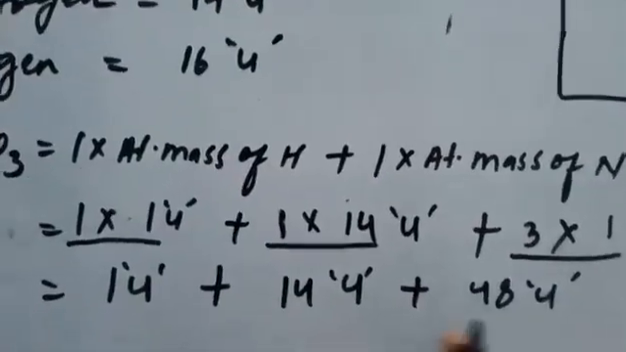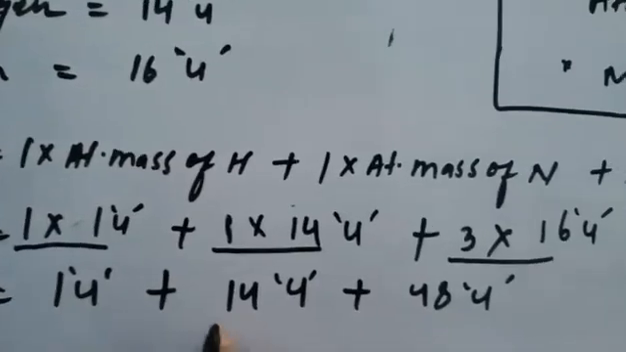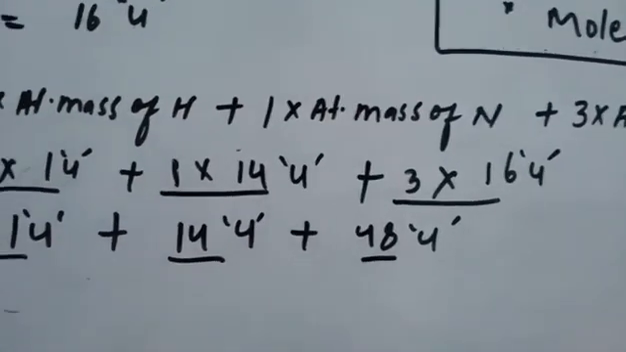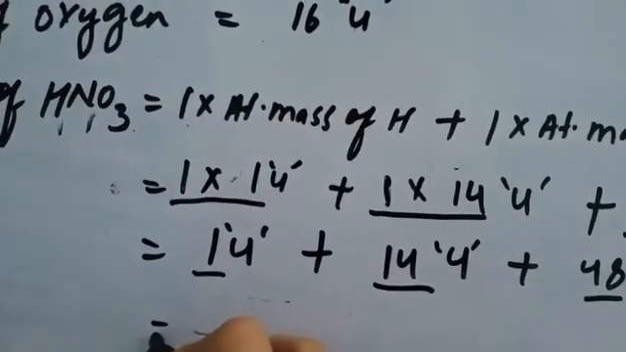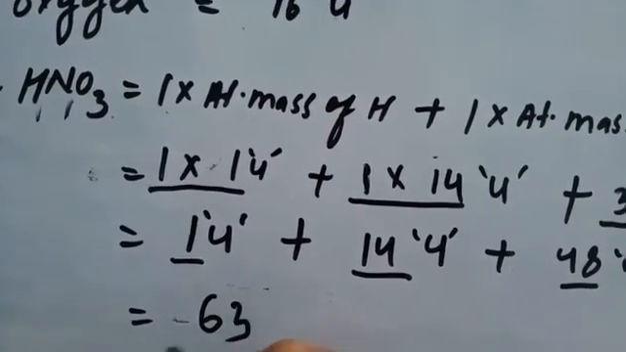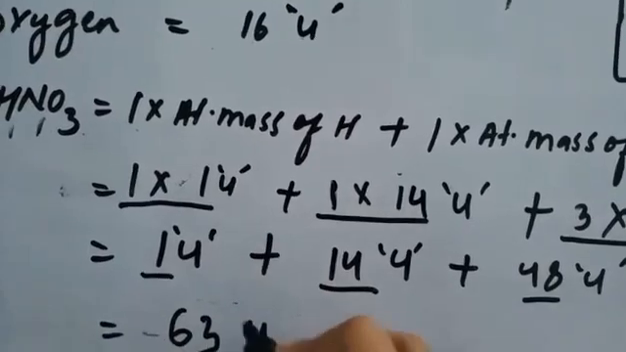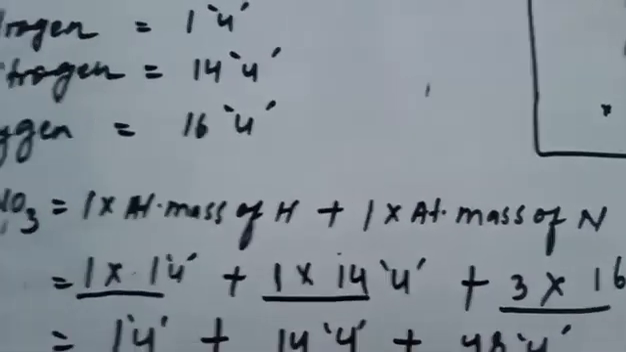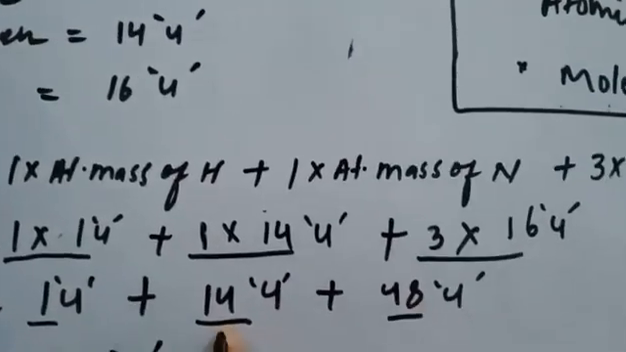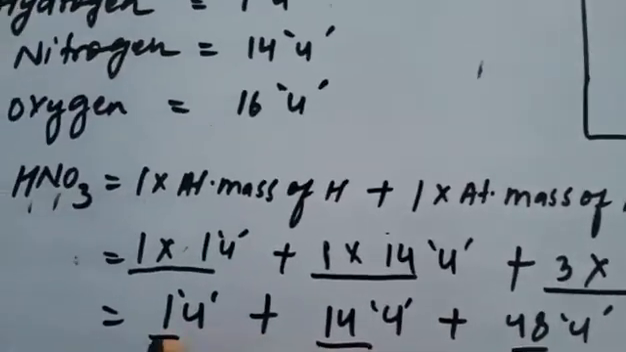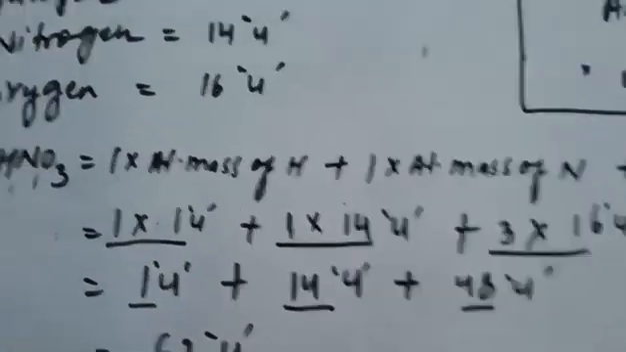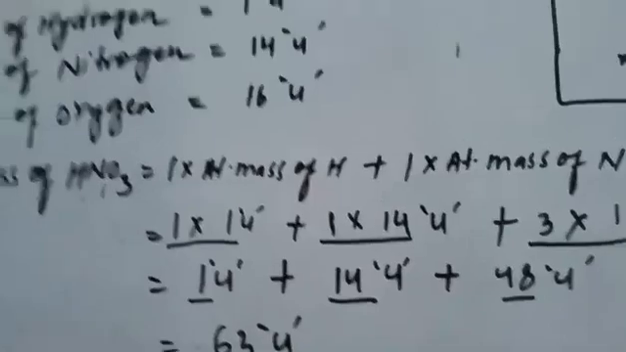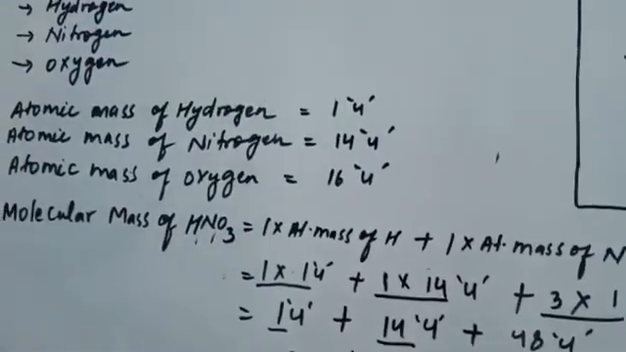Okay, so sum up all this. 1 plus 14 plus 48u. How much will we get? We'll get 63u. Okay, 48 plus 14, how much? 62 plus 1, 63u. So the molecular mass of HNO3 is 63u. So like that you can calculate.